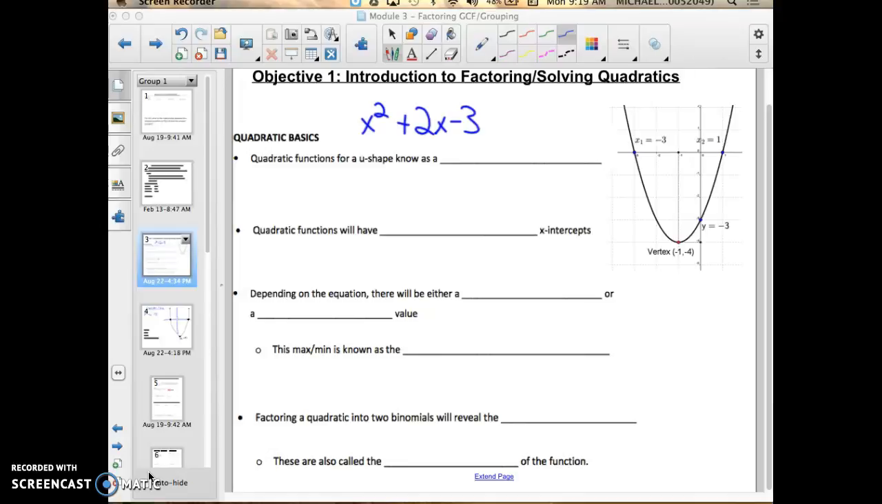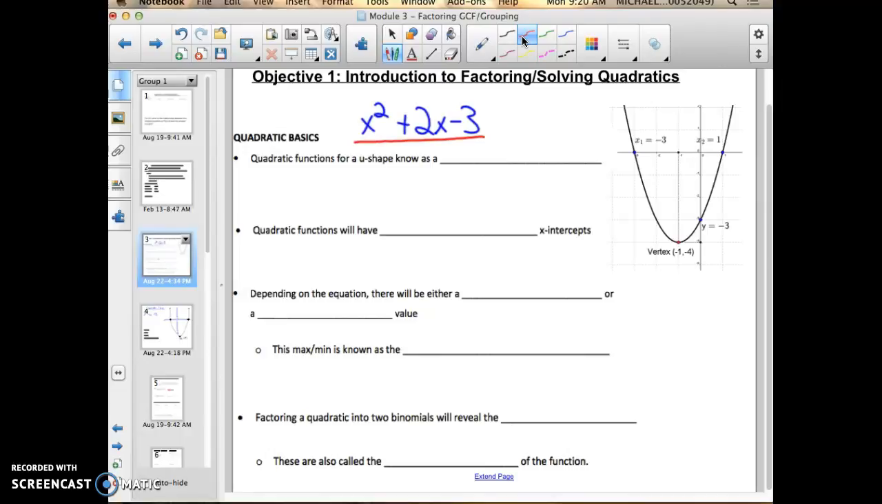So this is going to be an introduction to factoring and solving quadratics. But factoring leads into solving, and factoring is a skill that is very necessary to master moving forward in Algebra 2. To begin this video, let's look at the quadratic function right here, x squared plus 2x minus 3.